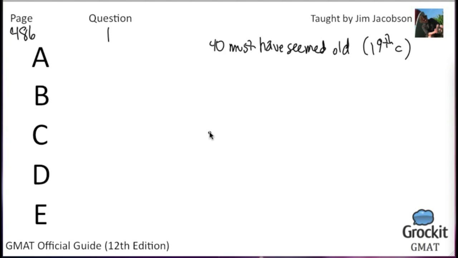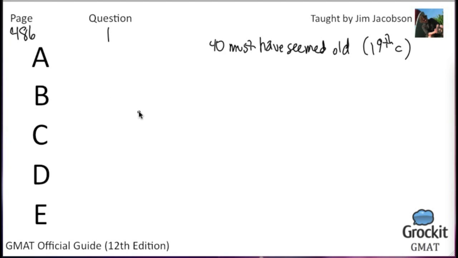Well, in order for 40 to seem really old, you need not many people to have survived past 40, right? If lots of people survive past 40, 40 is not going to seem that old because, in the 19th century, which is the 1800s, you may know lots of people over 40, and therefore 40 isn't going to seem as old. So to undermine this argument, we need people to have lived longer, or about as long, in the 19th century. Let's take a look at the answer choices for something that does something like that.